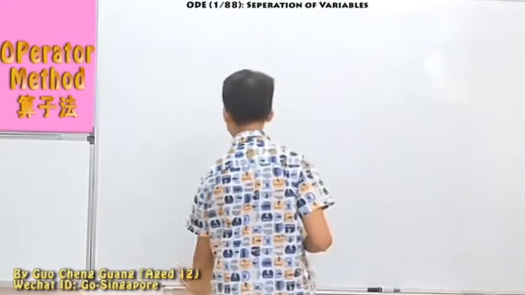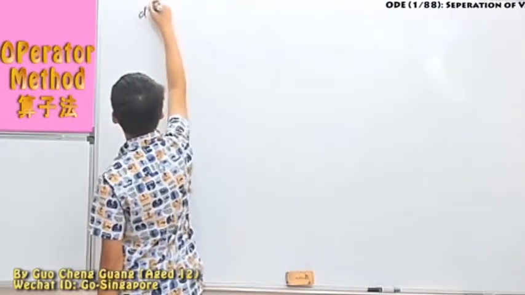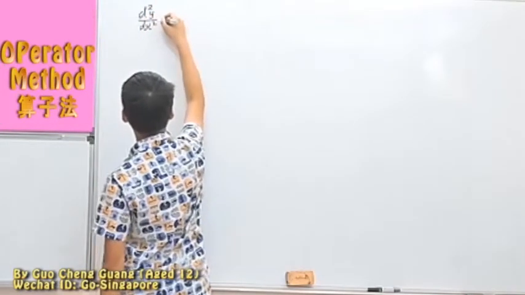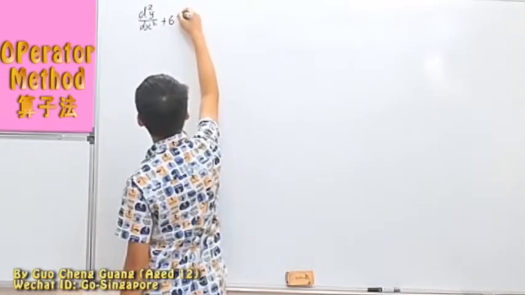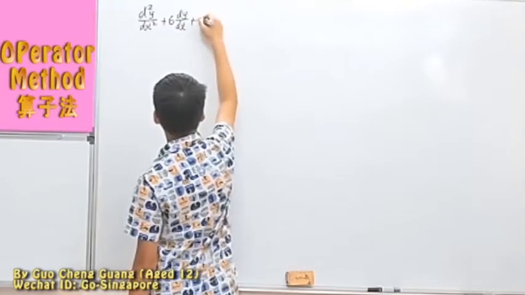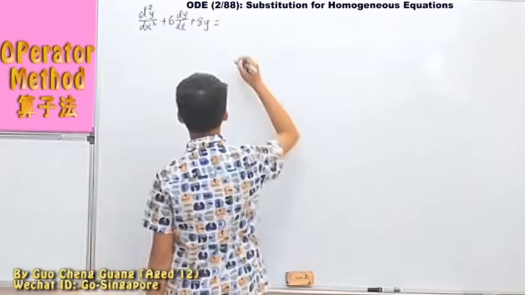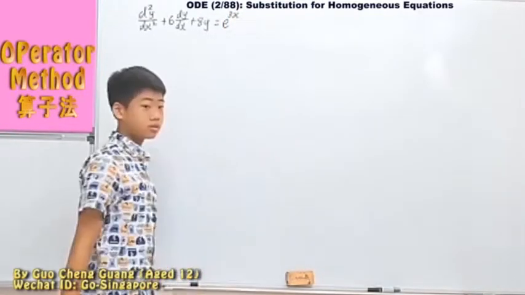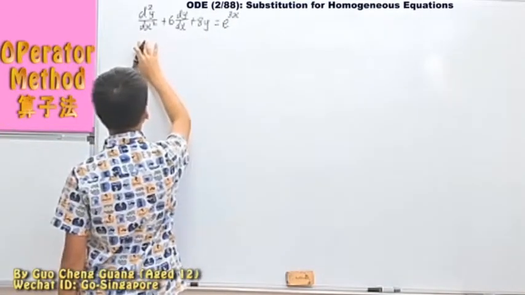Alright, so for this example that we're going to start with, we could use d squared y over dx squared, then you add 6 dy/dx, then you add 8y, and this is equal to e to the power of 3x. So this is the part that you have.